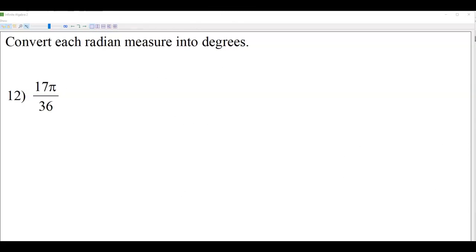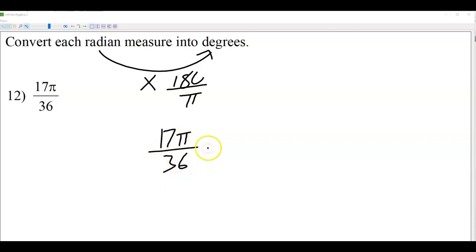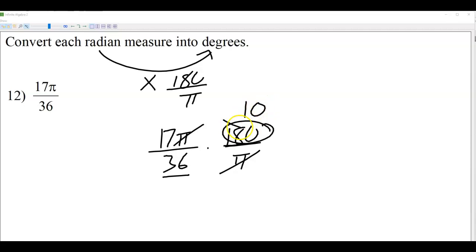All right, similar question, but it's the reverse. How do we convert radians into degrees? Well, instead of multiplying by pi over 180, we multiply by 180 over pi in this case. So I have 17 pi over 36, and I want to multiply that by 180 over pi. Okay, so the pi's cancel, of course. And for these ones, I like to reduce ahead of time. Now, I know that 18 goes into 36 twice, actually. So if I divide this by 18, I'm going to be left with 10.